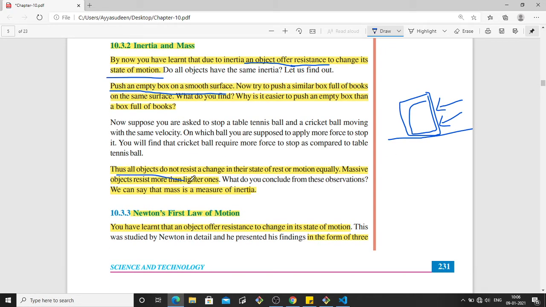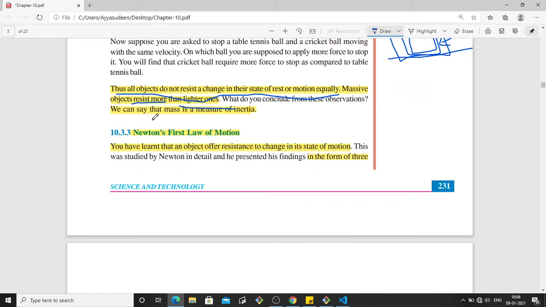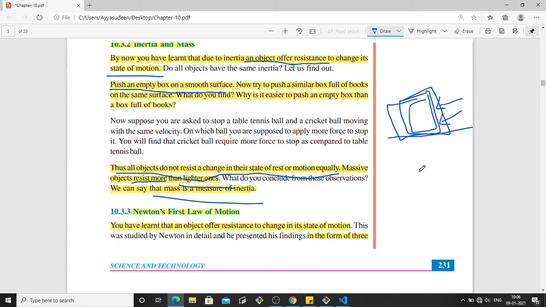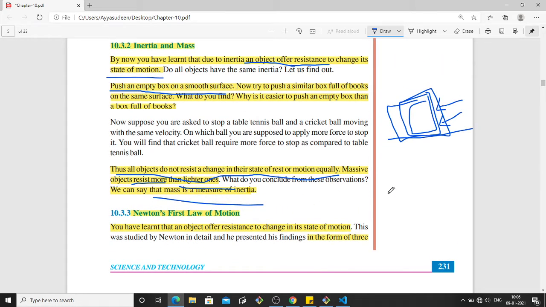So all objects do not resist a change in their state of rest or motion equally. The massive objects, the objects containing more mass, resist more than the lighter ones. If you have books, they resist more because of the mass. We can say that mass is a measure of inertia. So mass is related to inertia.